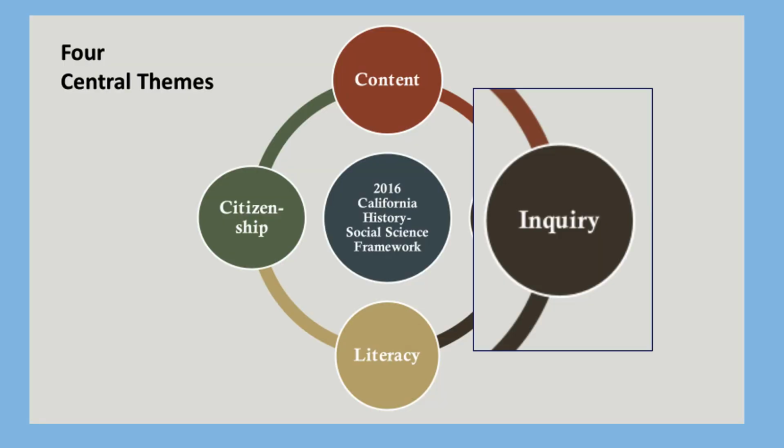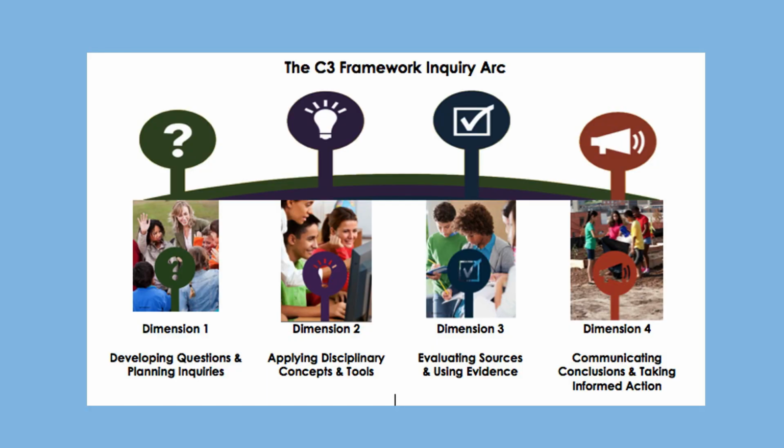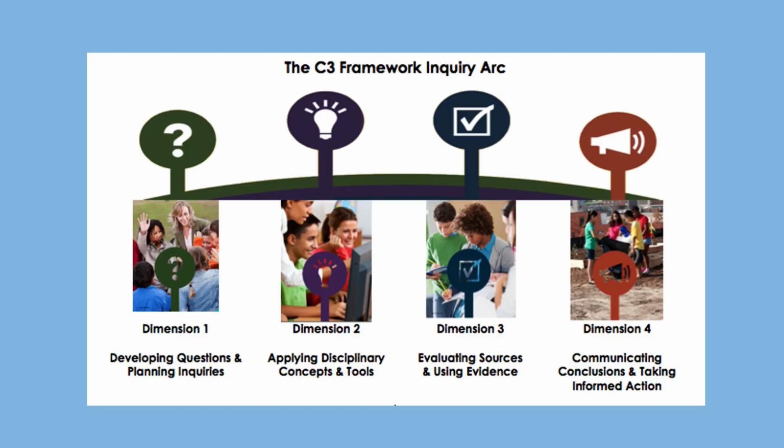As we consider, again, inquiry in the ethnic studies context of a history social science classroom, we want to make sure that we are considering the entire arc of inquiry. In Parts 1 and 2, we took a look at compelling questions. We took a look at multiple lenses that we can help students explore to understand the greater aspects within the content. And in this part, we're going to be taking a look at Dimension 3, and that is really evaluating those sources that they're reading and using evidence to draw their conclusions from those sources.